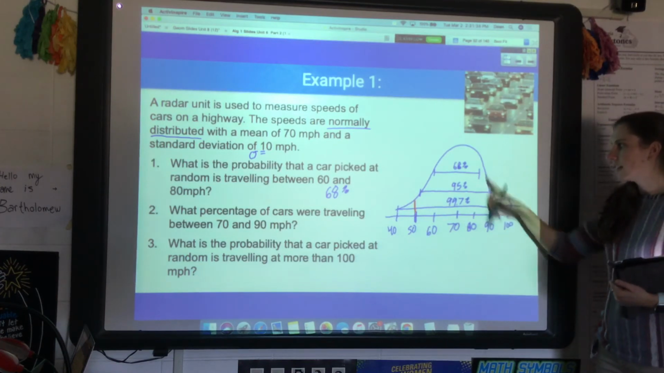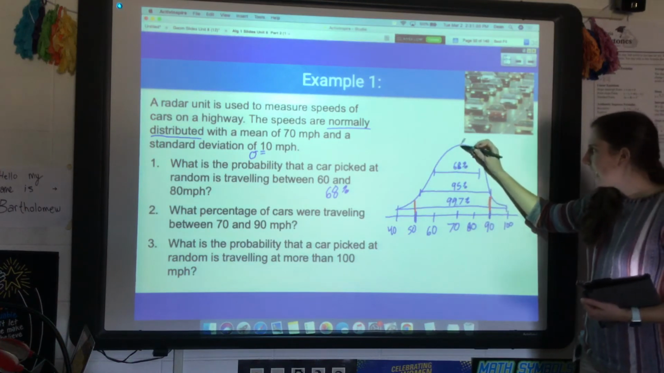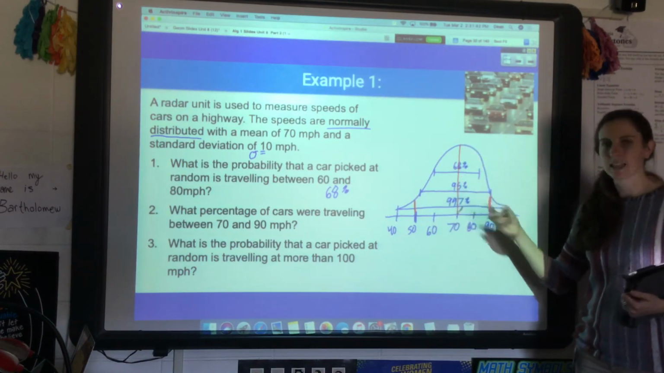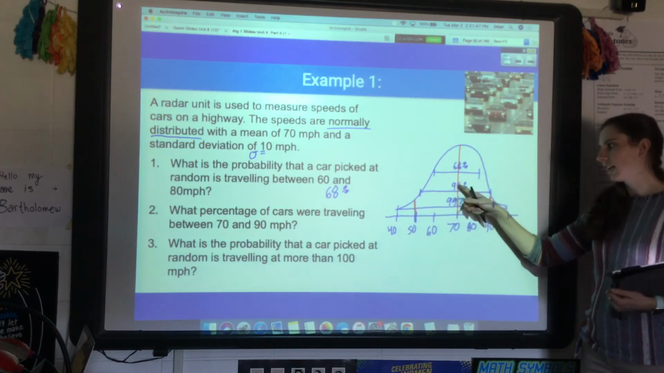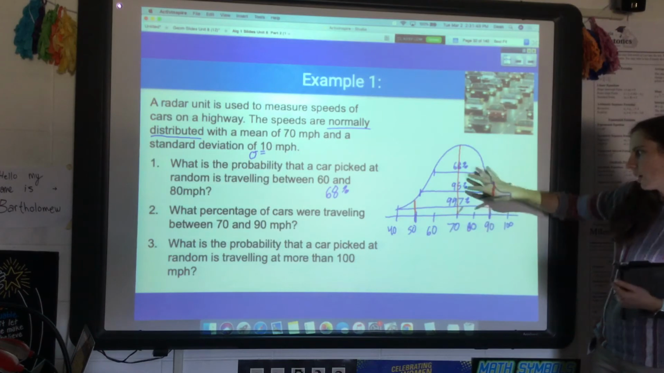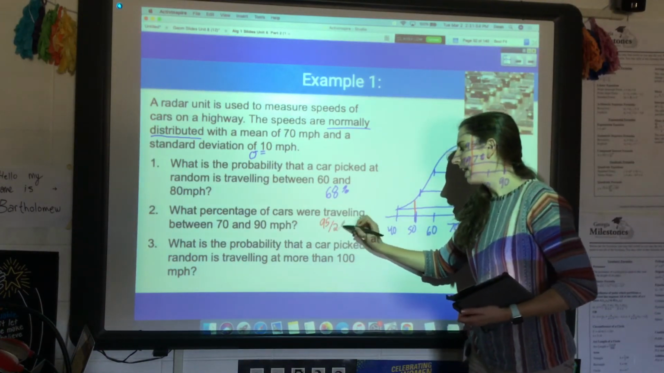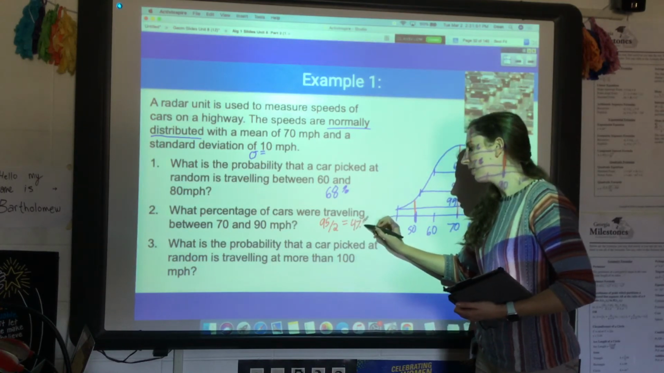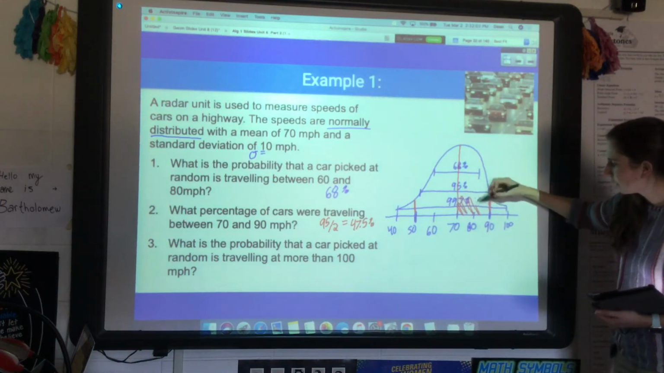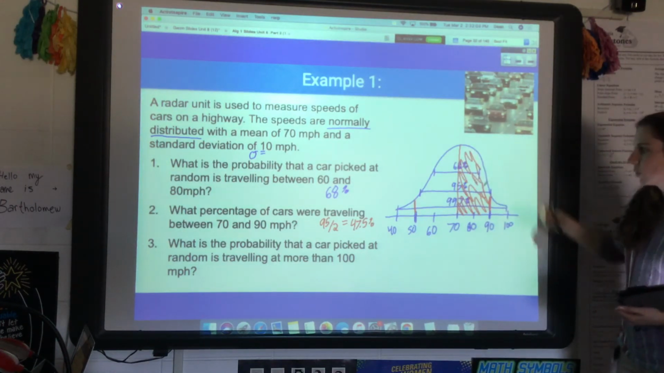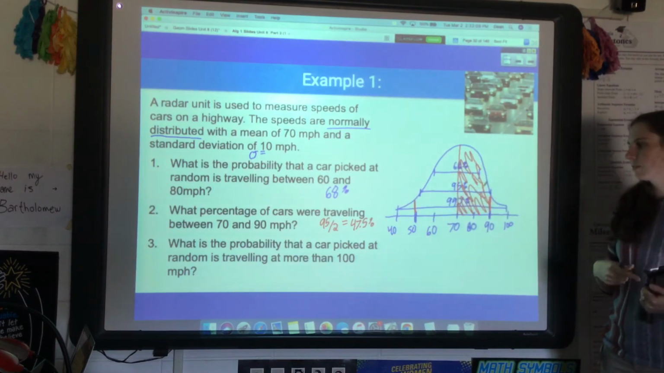The good news is this is symmetric. It's the same on both sides. So I could just cut it in half. And I know that it's going to be the same on both sides. So if the entire thing from here to here is 95, then if I just want this half, just cut it in half. So do 95, but cut it in half, and that would be 47.5%. Which basically is just this sliver right here. Is 47.5, and this is 47.5, and together they make up the 95.